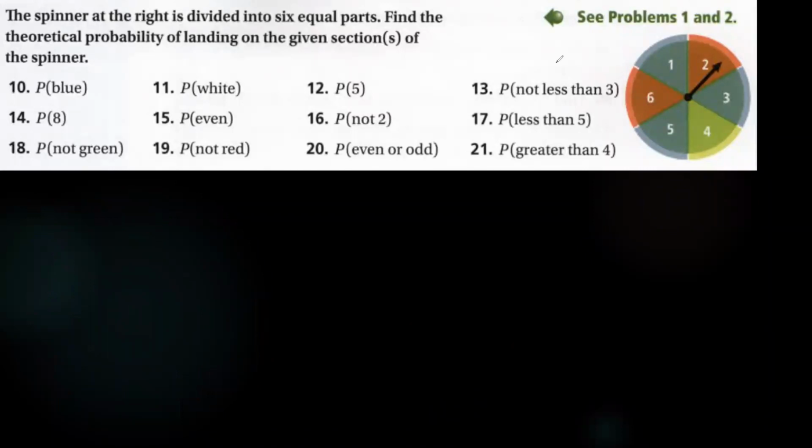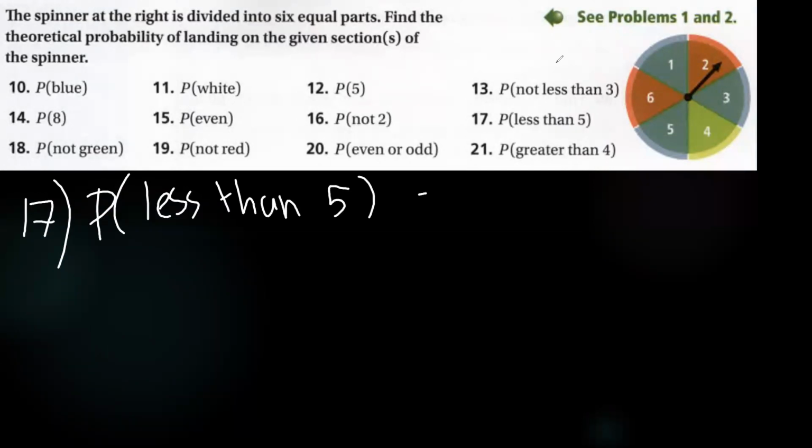Now, number 17. Probability of choosing less than 5. How many numbers are less than 5? 4 numbers. 4, 3, 2, and 1. So we have 4 numbers over 6 parts. We can simplify it now as 2/3.